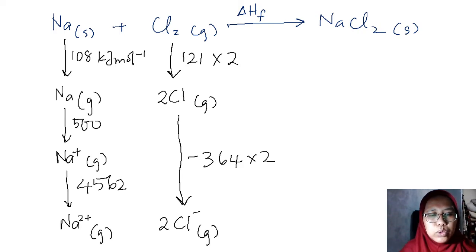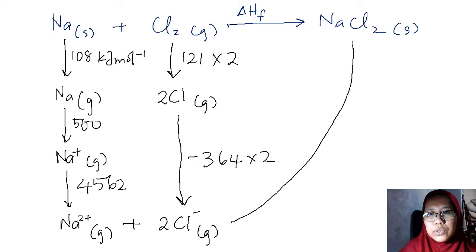All right, we have to react them together, the gaseous ion of sodium and the gaseous ion of chlorine, and then they are going to produce NaCl2. The lattice energy given to you is negative 2,489 kilojoules per mole. Now, using Hess's law, you are going to calculate what is delta HF.